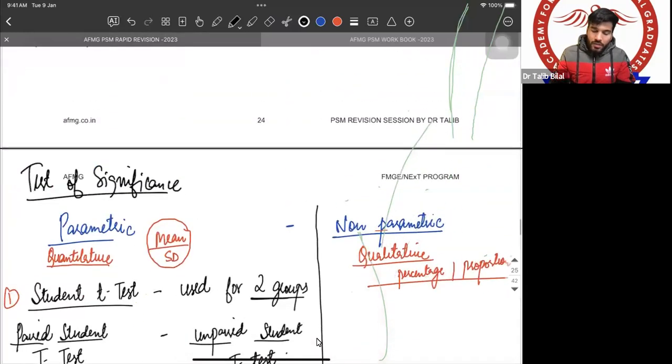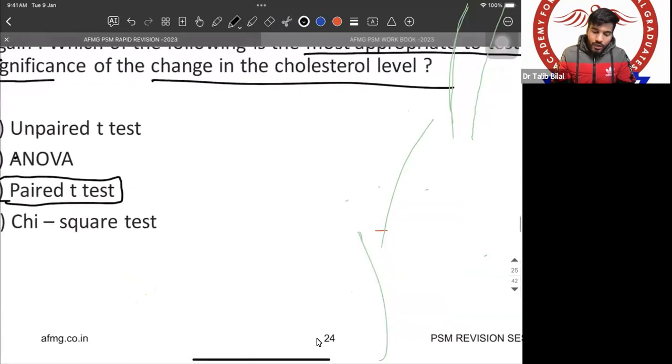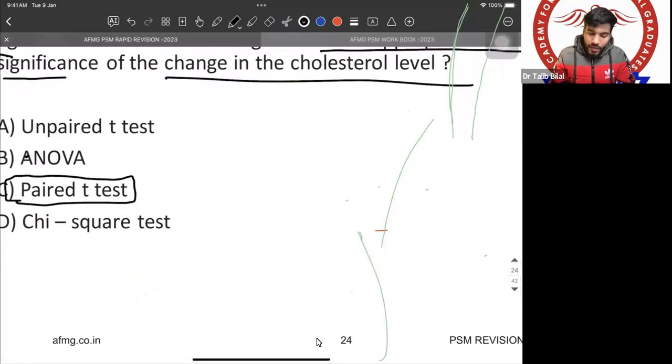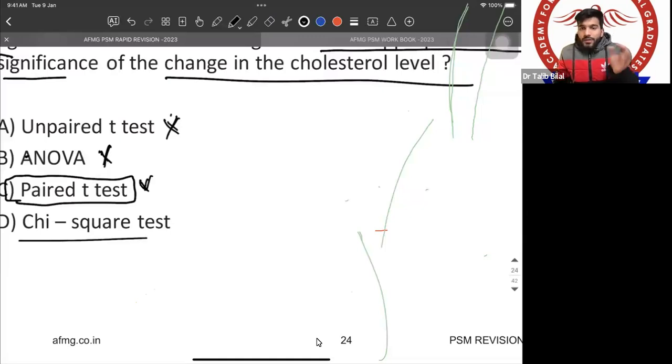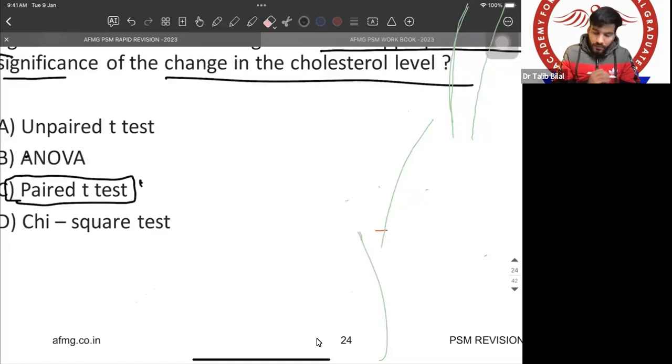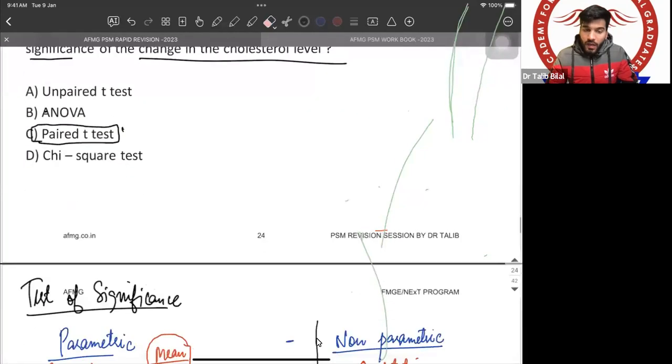Now, if in a question mean is mentioned, you already know, and if in a question proportion or percentage is mentioned, you are already ruling out the unpaired, ANOVA, and paired t-tests, because for proportion and percentage there is only one test, the chi-square test. Yes or no? So based upon these hints, you can rule out the other options. Is it clear, guys? Okay.